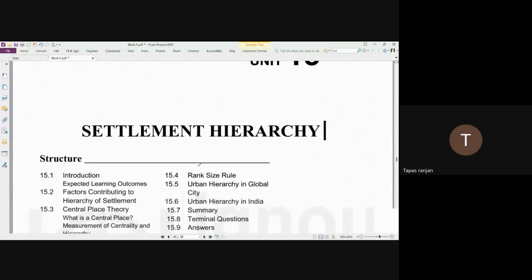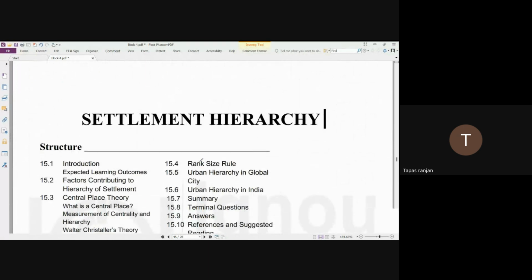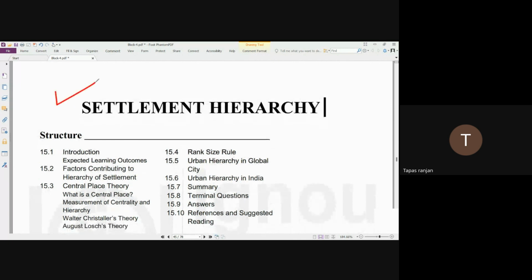So settlement hierarchy. Just like in the settlement hierarchy that we have already discussed for rural settlements, what are the different factors contributing to the settlement hierarchy in urban areas? In rural settlement we have already discussed isolated rural settlements, hamleted rural settlements, and village. So those are the hierarchy of rural settlement.